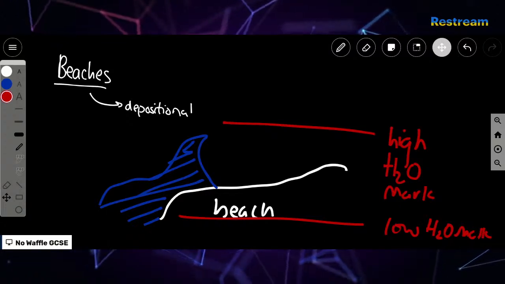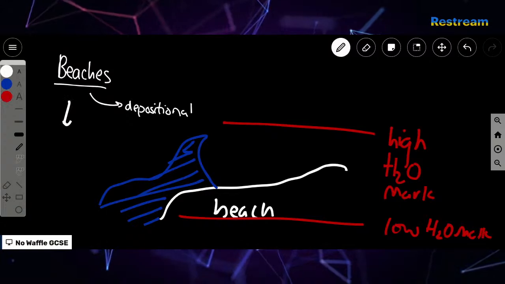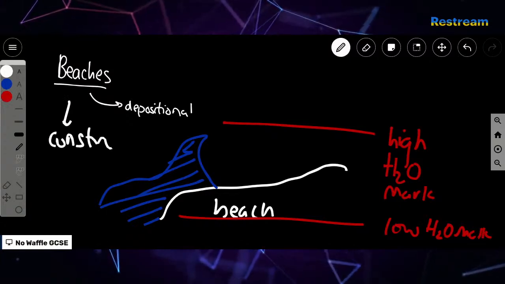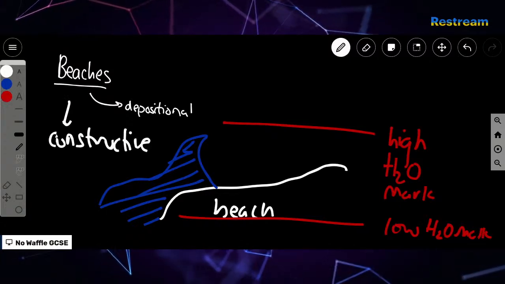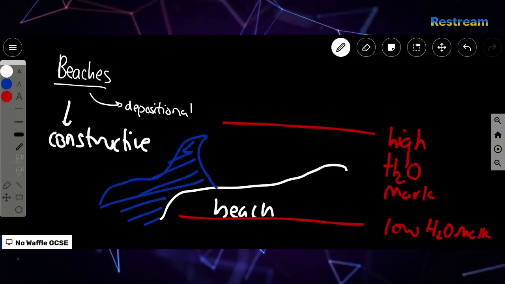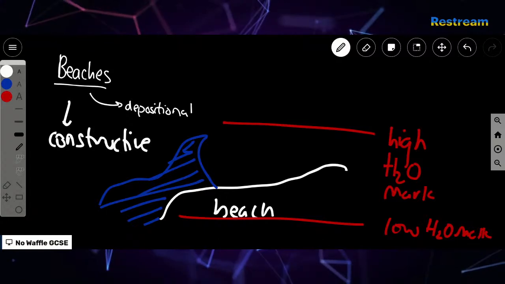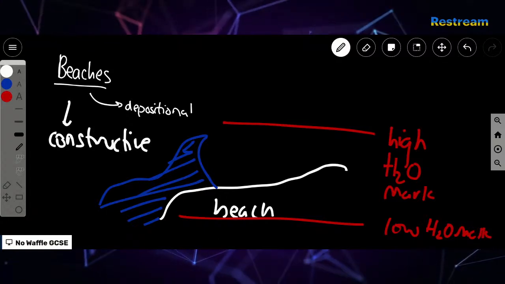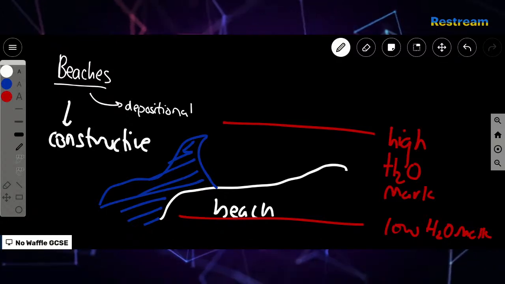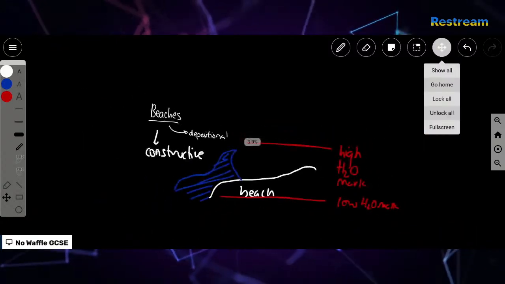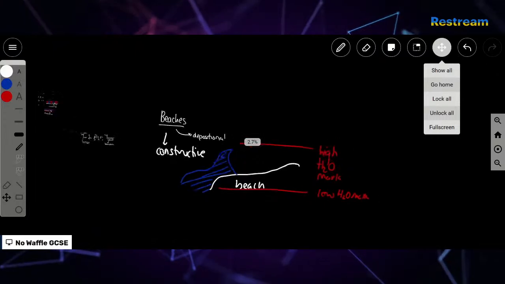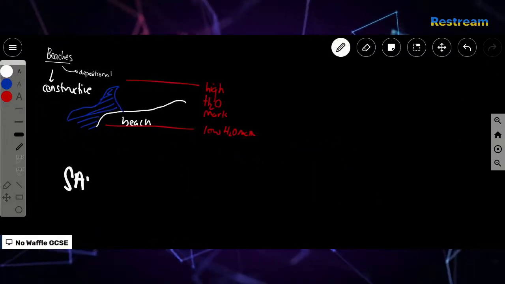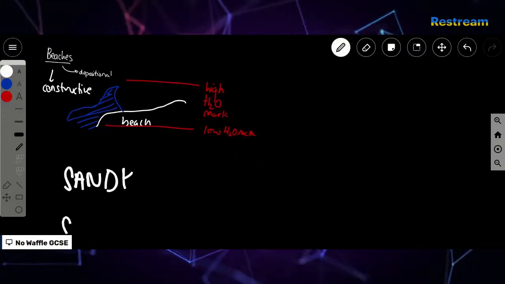Now, beaches are only formed by constructive waves. They cannot be formed by destructive waves because destructive waves take more sediment than they put down. Now, although they're all produced from constructive waves, there's still two different types of beach. The first is a sand beach, and the second type of beach is a shingle beach.